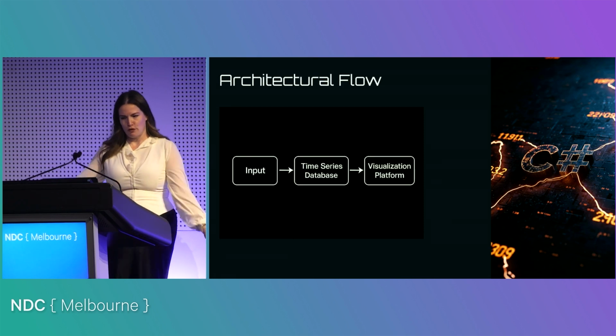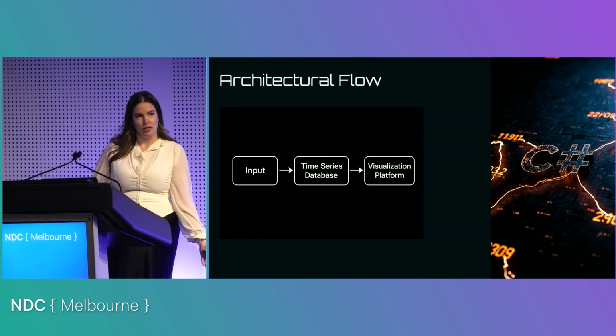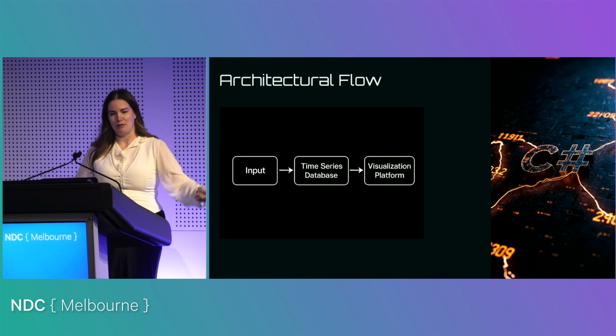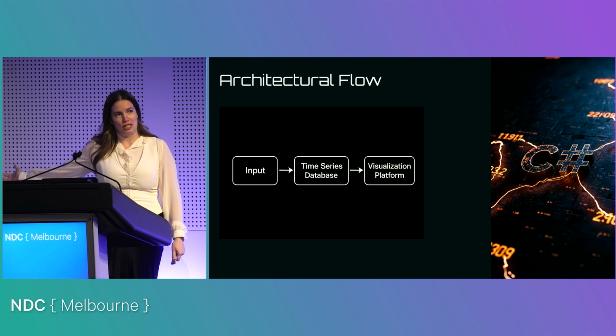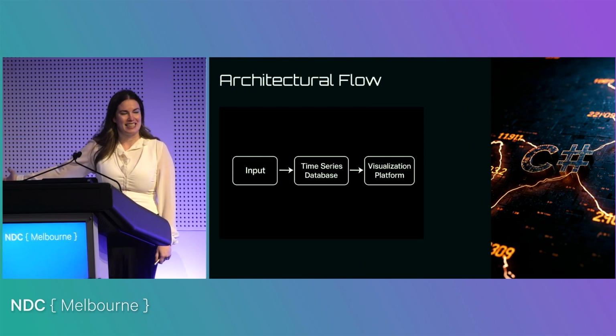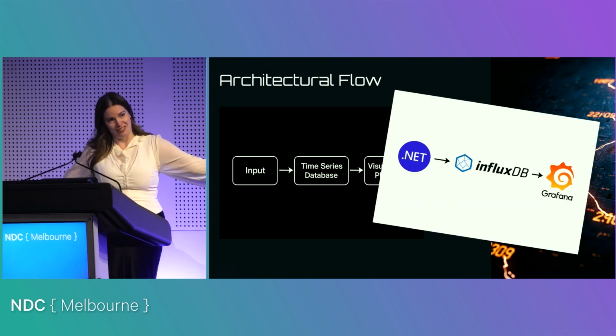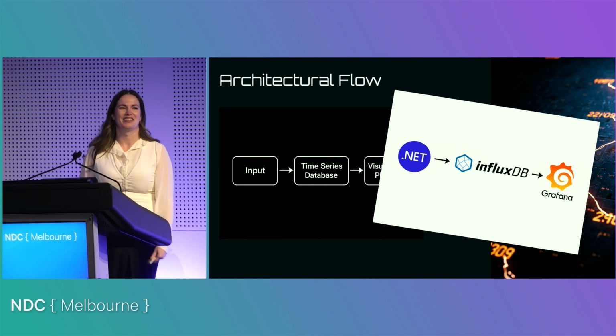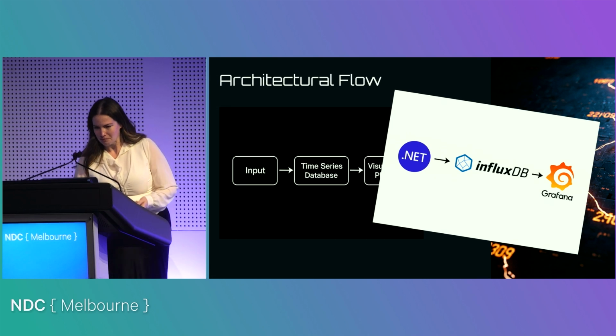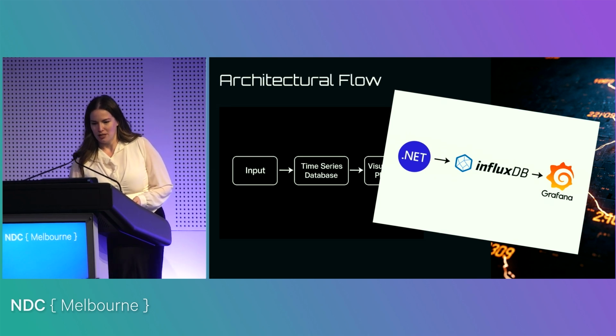Here's the architectural flow of our DeLorean monitoring system. It looks like every other architectural flow of anything you've ever built. There's just some input, you put it in a time series database, and you pick a visualization platform of your choice to look at it, right? But today we're going to use this. You can use anything you'd like, but this is what I'm doing. So that's really the takeaway here, is that it is not special to .NET, Influx or Grafana. It really is just about that input into a TSDB and your visualization.